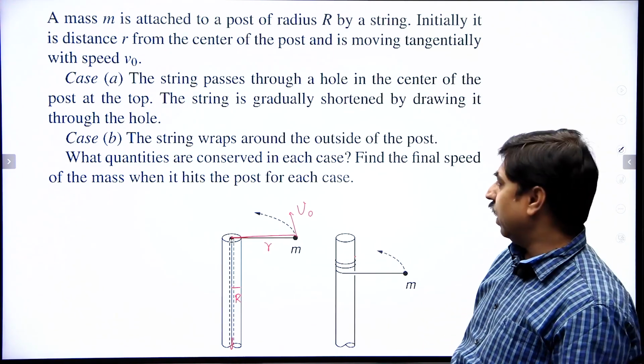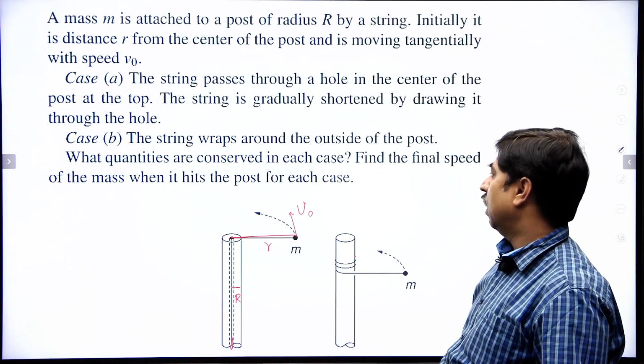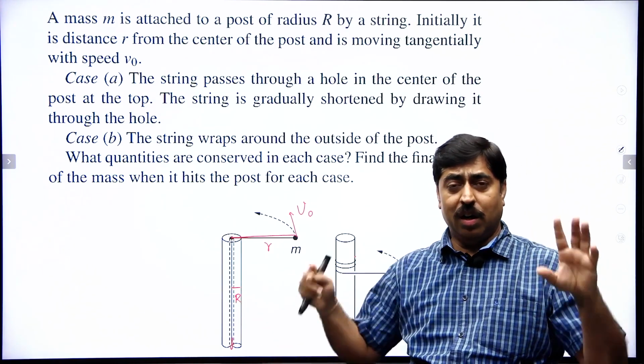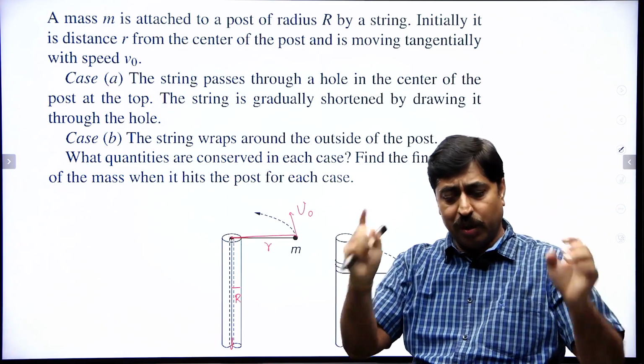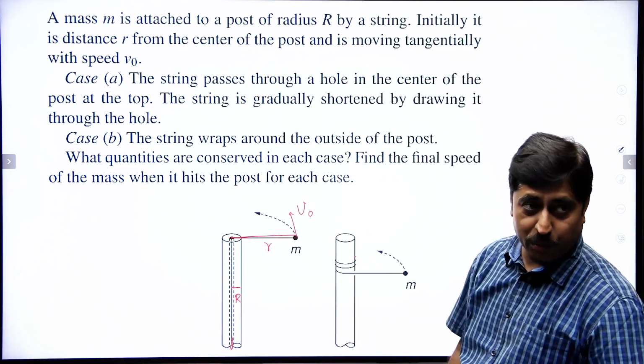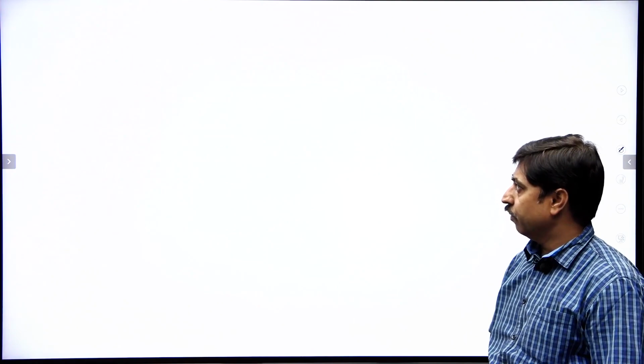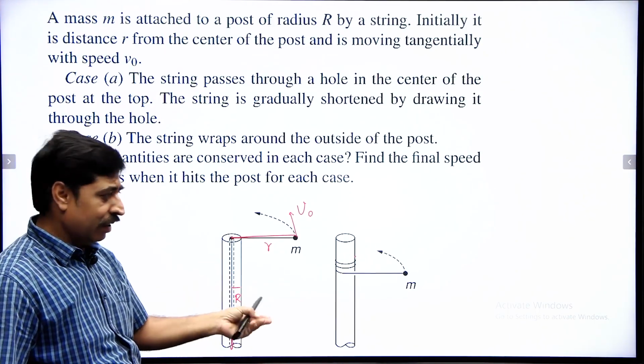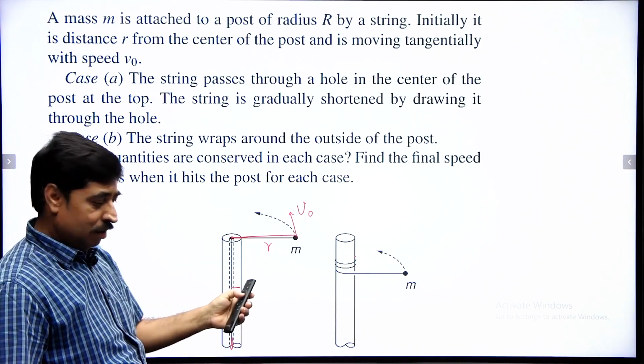So in both the cases we have to find at what speed the mass is going to hit the post. This is the question. I hope you have understood this. Now students, I will use this diagram only, I think it is visible. Okay, I will draw a bigger one.